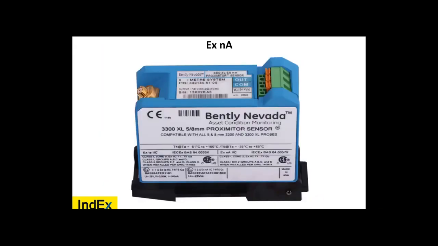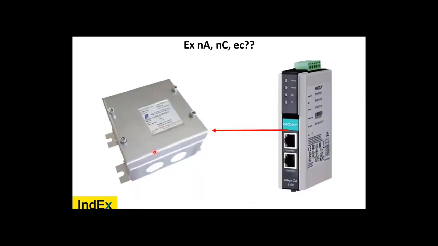So, a little more further details. This is Ex nA. Treat this as a terminal. Now, when they get updated, this will become an Ex eC device. It'll be an Ex eC terminal feeding an Ex iA circuit. Now, what do we have here? Well, we have an Ethernet switch or port. Is it Ex nA, nC, or eC?